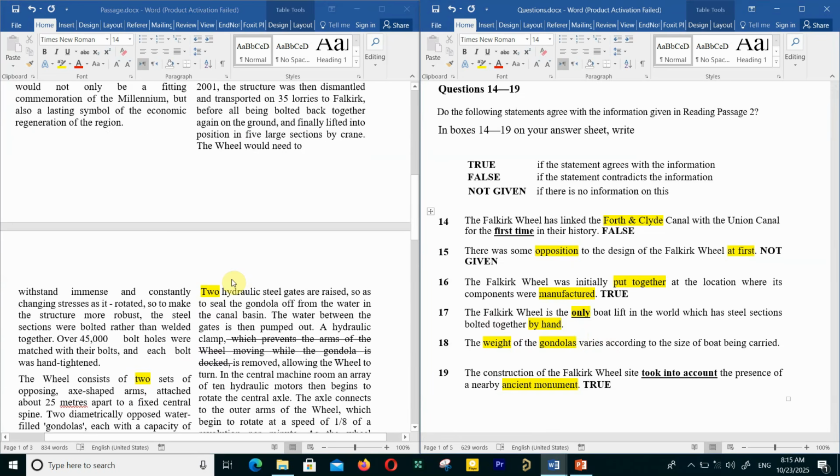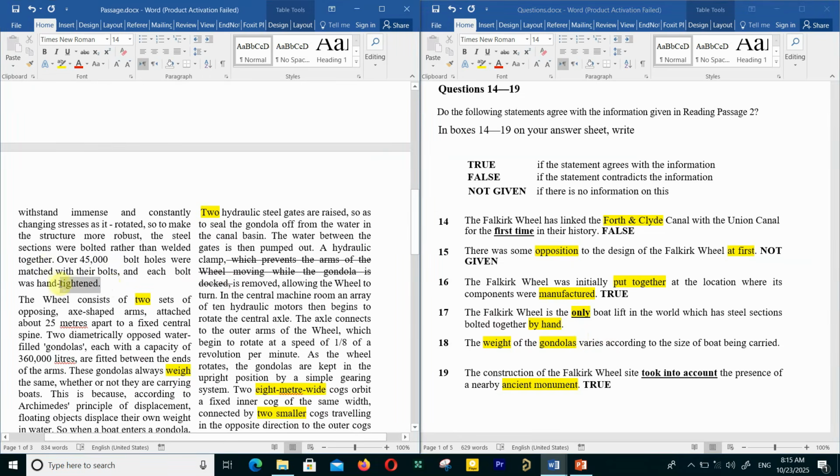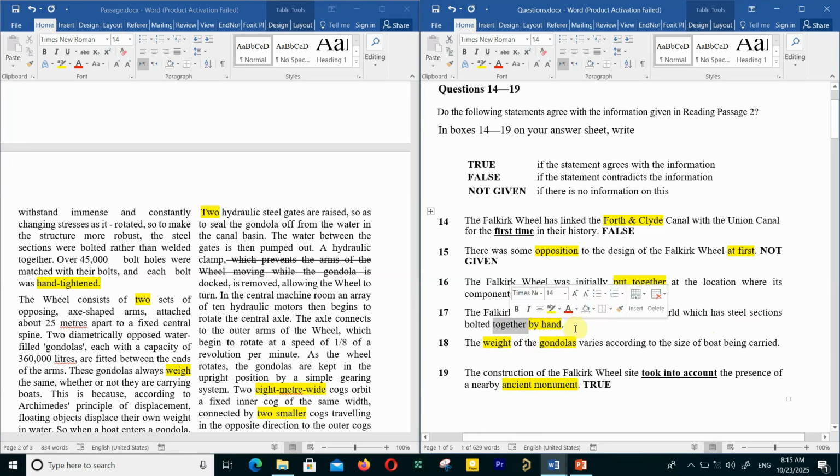Just look through. We have hand-tightened here, so be careful with that. Just go back and read it carefully. Now we find this one from the beginning: over 45,000 bolt holes were matched with their bolts, and each bolt was hand tightened. Here it says that the Falkirk Wheel is the only boat lift in the world which has steel sections bolted together by hand. It is not said something about the only ones, so we cannot find anything about that. So here this is Not Given.